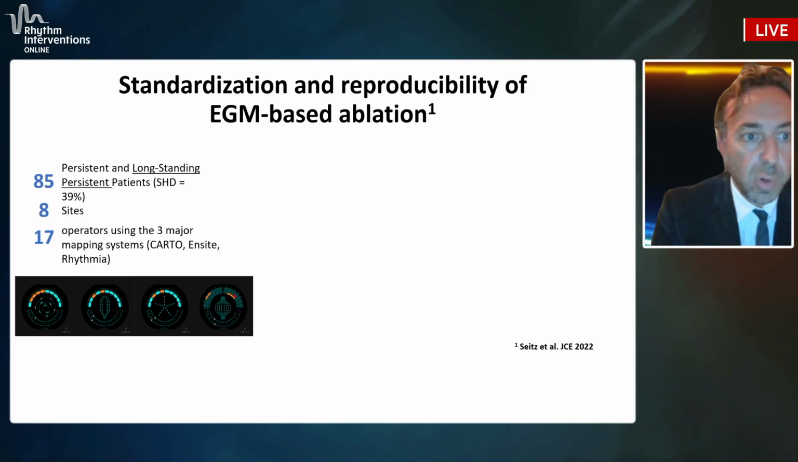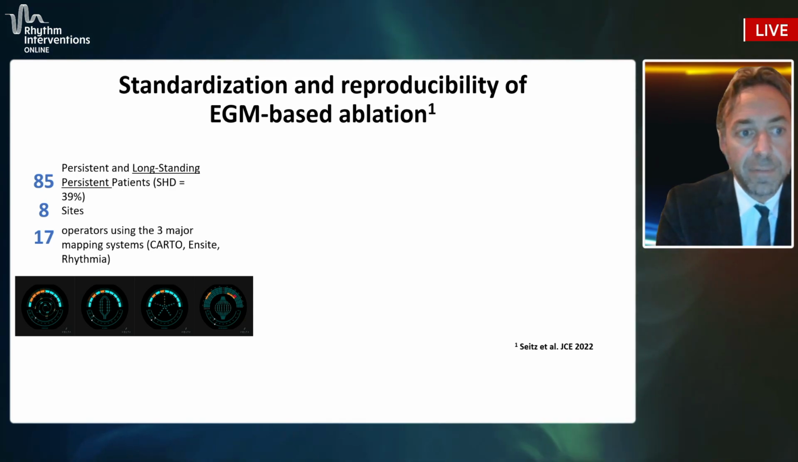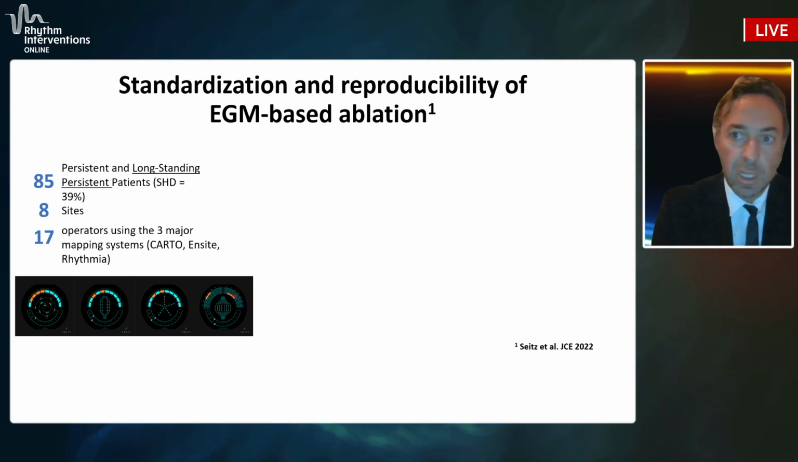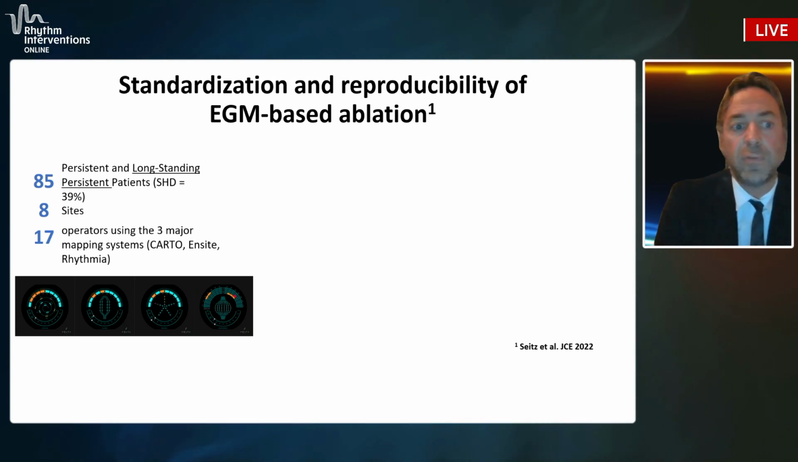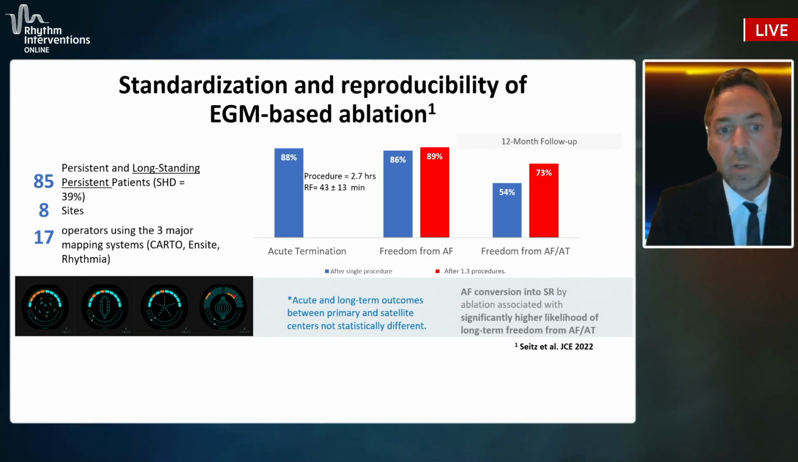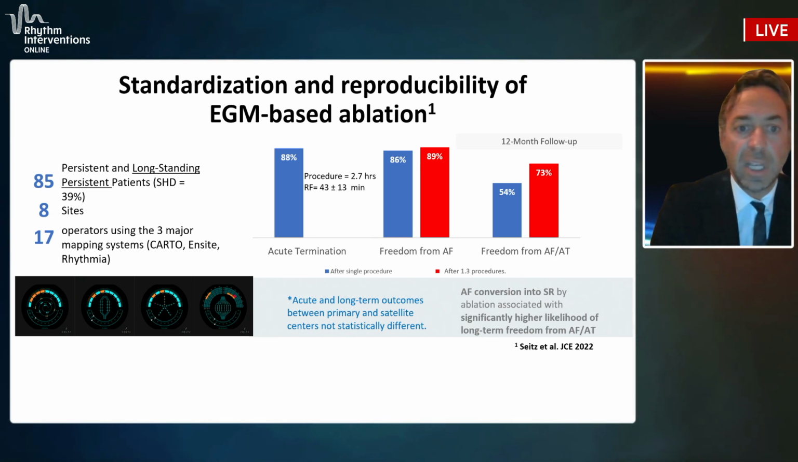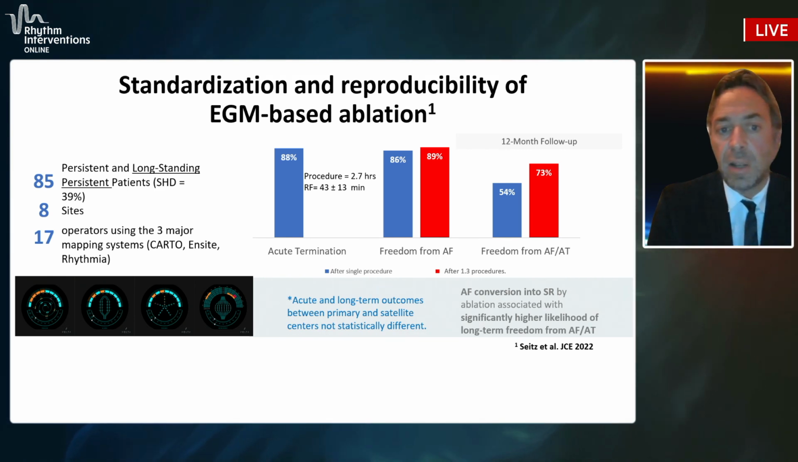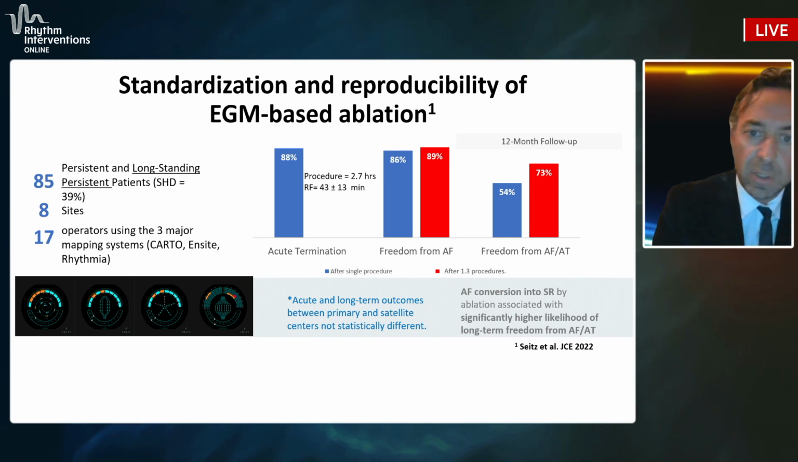So we have performed this approach in a cohort of 85 patients with persistent and long-standing persistent AF, with 40% of structural heart disease. So, you know, these are very persistent, sick patients in 8 French sites and 17 operators using the 3 major mapping systems. And so the acute outcomes were very good, with 88% of AF termination, an average procedure time of 2.7 hours, and a total radiofrequency time of 43 minutes.